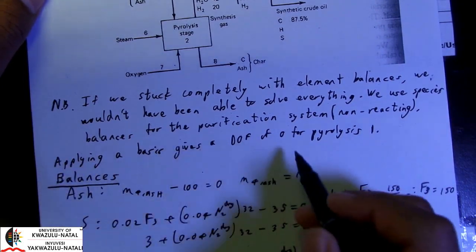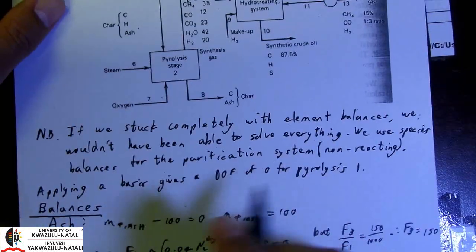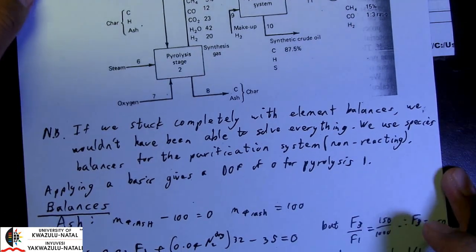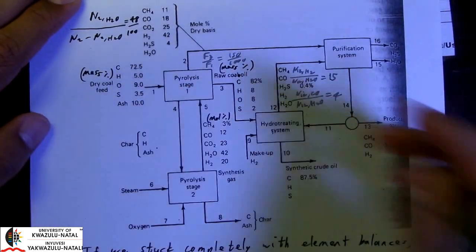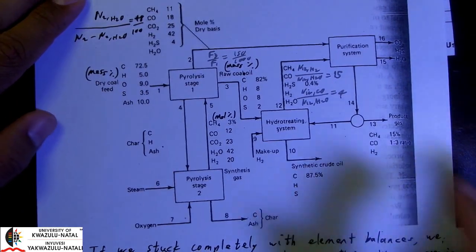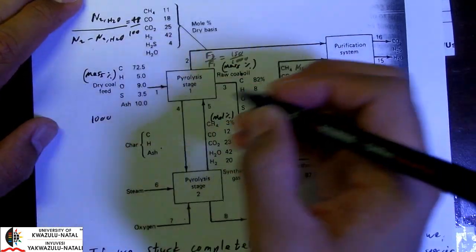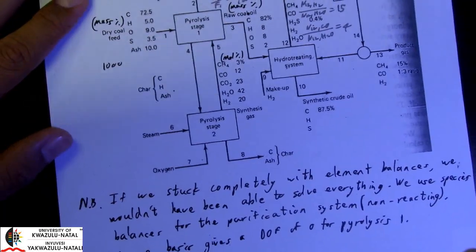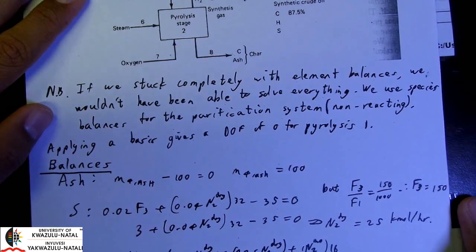Okay, so now applying a basis, and that will give us a degree of freedom of 0 for pyrolysis 1. So we can state that for stream 1, for example, we can let that equal 1000. Okay, and that's 1000 kgs per hour. Remember, this is in mass flows now. And once we determine that, then we can write out our balancing.